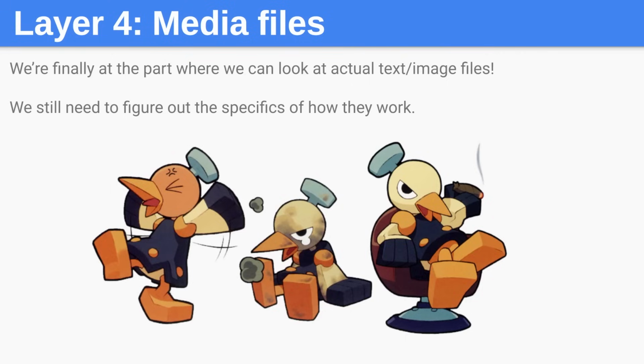We've pierced through another layer of this onion. We can finally look at actual text or image files. Because remember, we're trying to translate the game. It still feels like we are so far away from that goal, but we are getting there. We need to figure out how these text and image files work now that we've identified them.